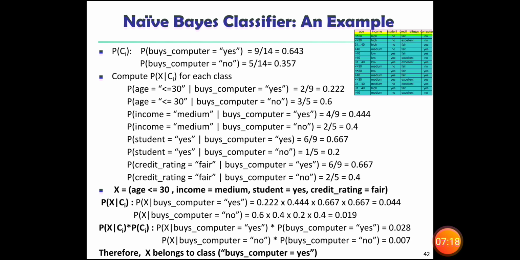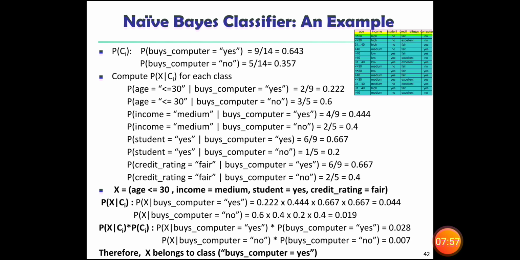Next we will take another label, income. Again, we are going to take medium. So P of income equal to medium, given buys computer status is yes. The number of yes available in the buys computer column is 4, so 4 by 9. This value will be 0.444. See, 4 is the yes count and 9 is the number of mediums.